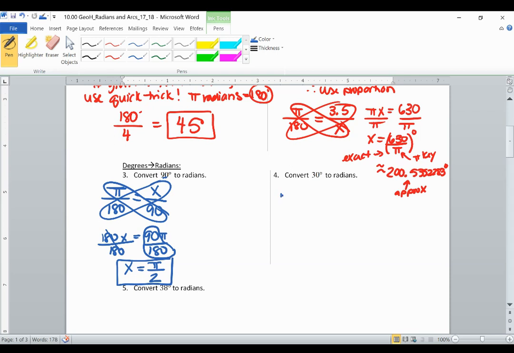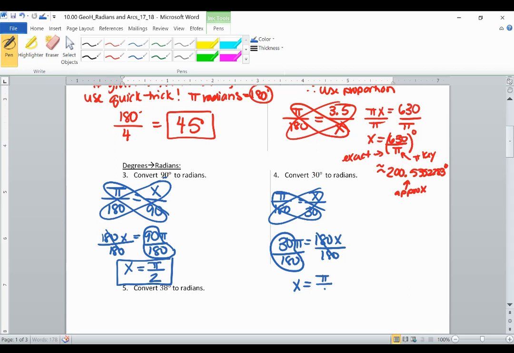All right, so hopefully you were able to set up your proportion pi over 180 equals x for radians over 30 degrees. Cross multiply, we get 30 pi equals 180x, divide by 180. And then again, you want to reduce. So put 30 over 180 into your calculator, should give you 1/6. So x radians is equal to pi over 6. And again, do a quick check. 180 divided by 6 gives me 30.